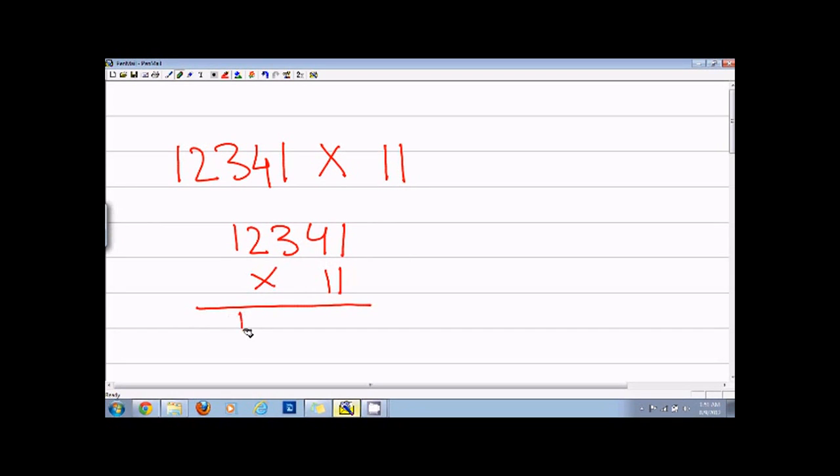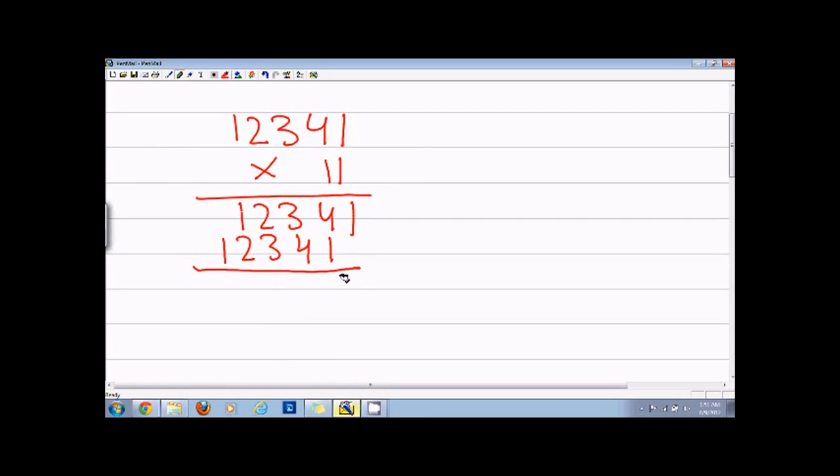In this tutorial I will show you how to multiply numbers by 11 in a quick and easy way. For example, if I have the number 12341 and I want to multiply it by 11, the regular way will be that I'll write 12341 and 11. In that case I'll say 12341 and 12341. So now I'll say 135751. So this is a regular way.